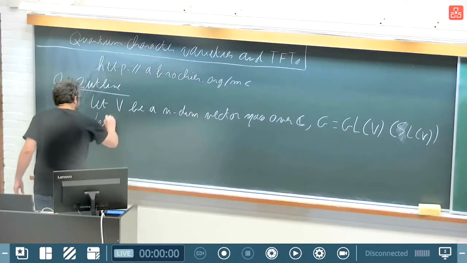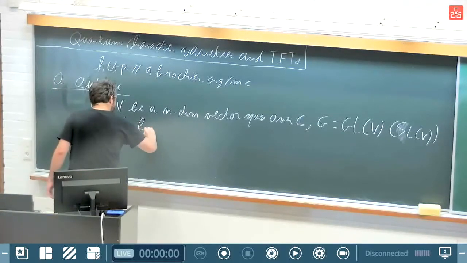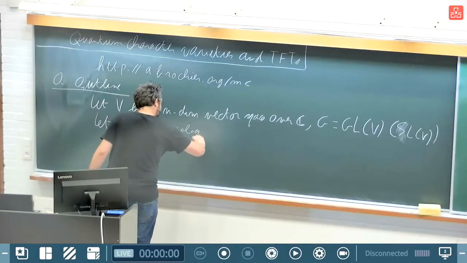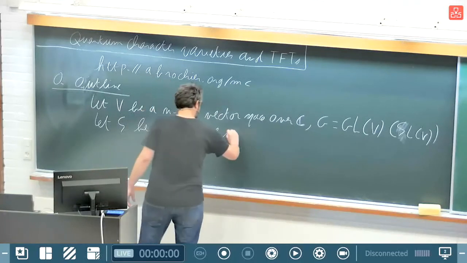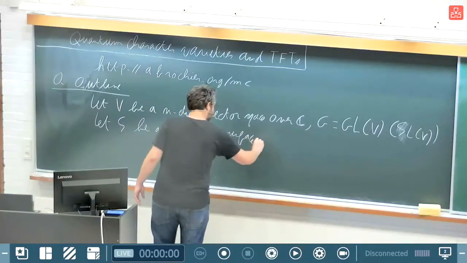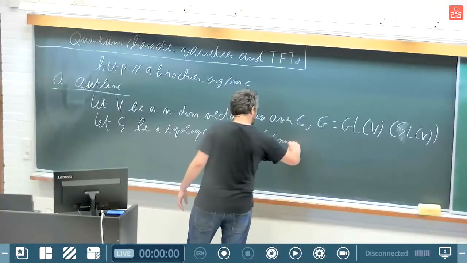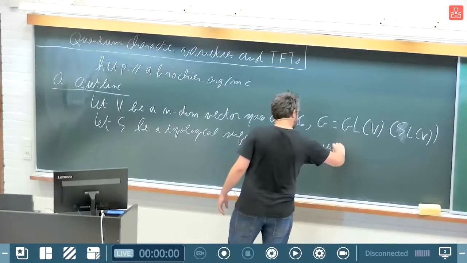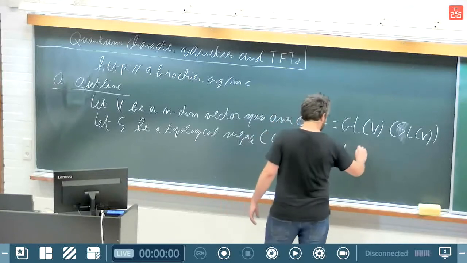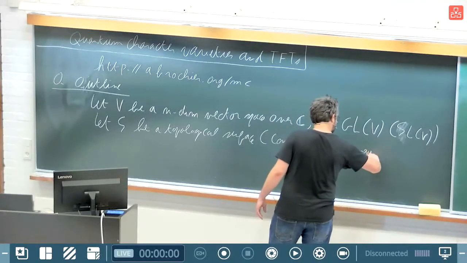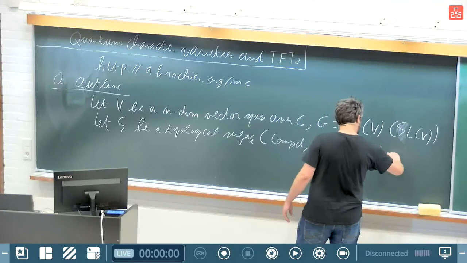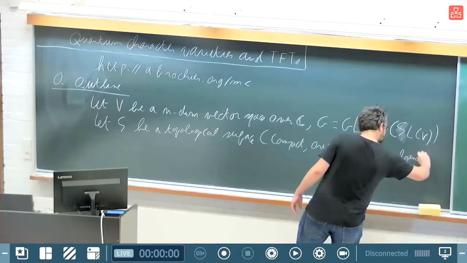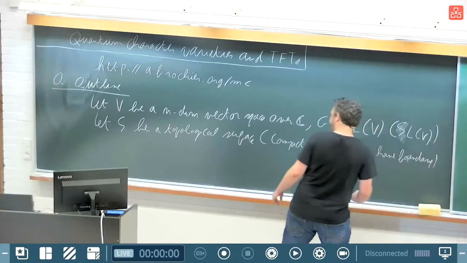And so if S is a topological surface, I guess I want it to be compact. That might not be necessary. I definitely want it to be oriented, and it may have a boundary.